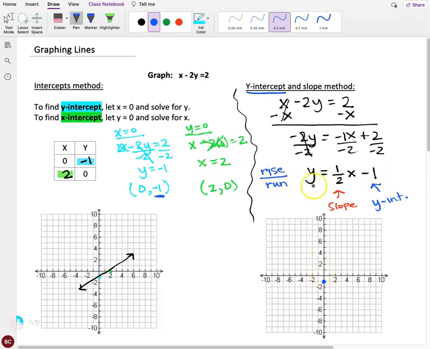And then run means how far left or right. And so this 2, since it's a positive 2, is telling us we're going to go right 2 places. If it was a -2, we'd go left 2 places. So that would be there. And you can see that we found those same points using this method. It's not always that you'll find the same points there, but you can tell from this that this is indeed the same line, just a different way to get there. All right, so those are 2 methods.